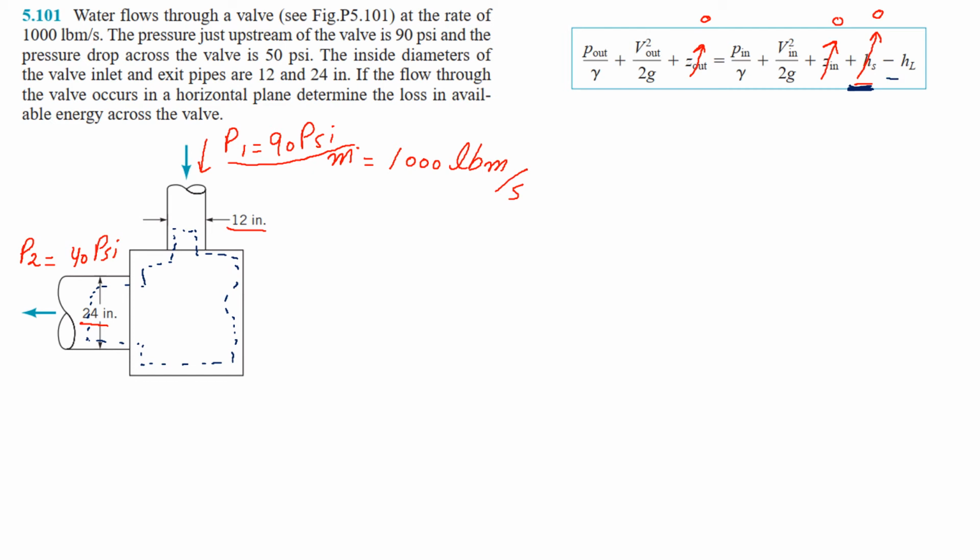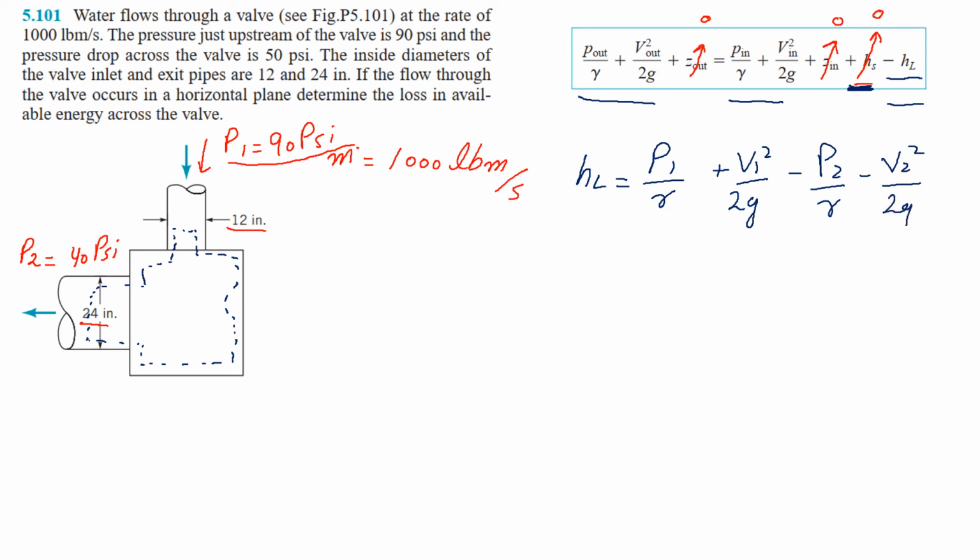Now the only losses that we are considering are the head losses due to viscous effects. So these are the only losses that we will consider in our equation. Now this is my governing equation for this problem. I am going to rearrange it for the losses that we are going to find. So now our equation will be HL, the head losses, equal to P1 over gamma plus V1 squared divided by 2g, minus P2 over gamma, minus V2 squared divided by 2g.